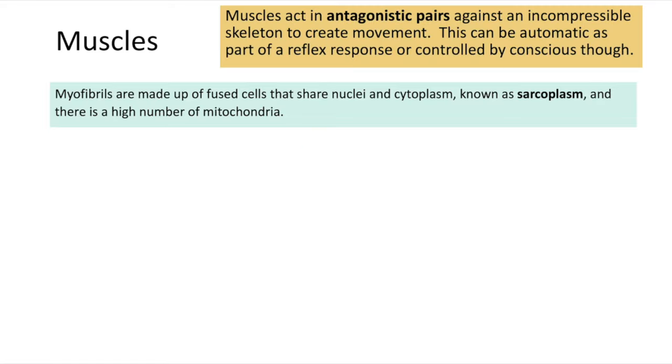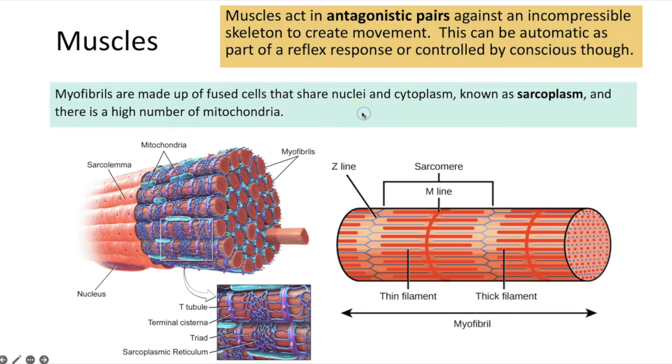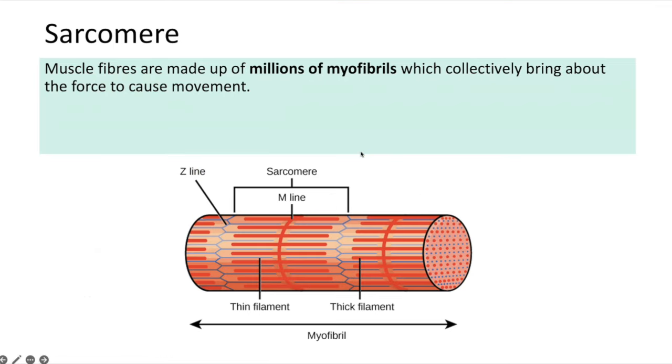So that leads us on to the structure of muscles, and how we get that contraction. So muscles always act in antagonistic pairs, which means one contracts, the other relaxes, and that happens against the skeleton to result in movement of your bones. Muscle fibres are made up of fused cells that share nuclei and cytoplasm, which is known as sarcoplasm. And there is also a really high number of mitochondria because for a muscle to contract, you need ATP. So here is a myofibril, and the myofibrils are made up of sections known as a sarcomere.